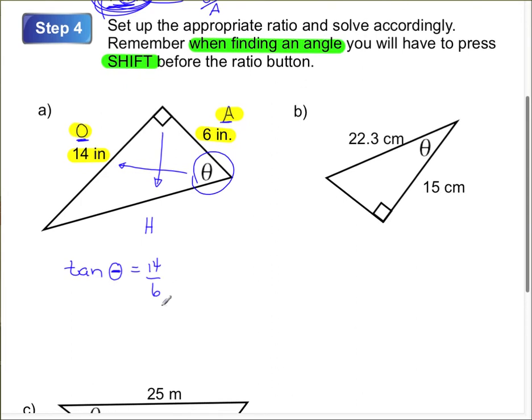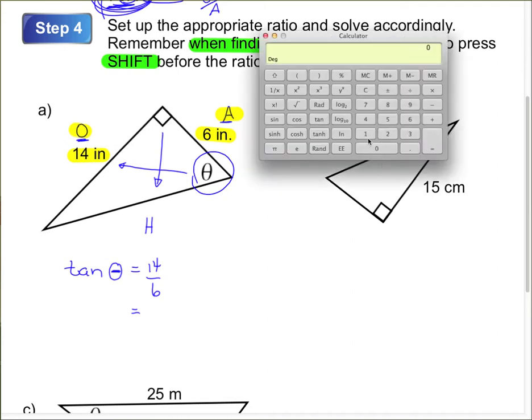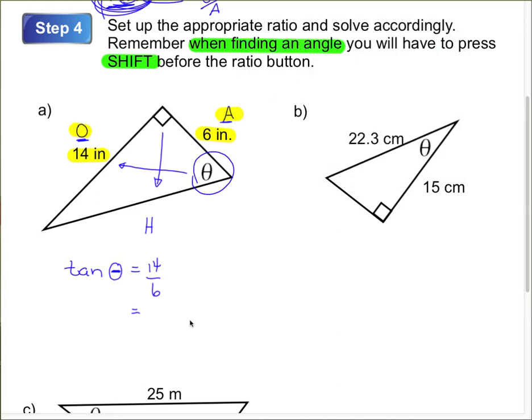Now remember, when we're finding, I have to use the shift tan, but I'm going to find out what 14 divided by 6 is first. So that we have 14 divided by 6. So that we have this number 2.3333, and I'm going to put it to 4 decimal places, 2.3333, and that's the tan of theta.